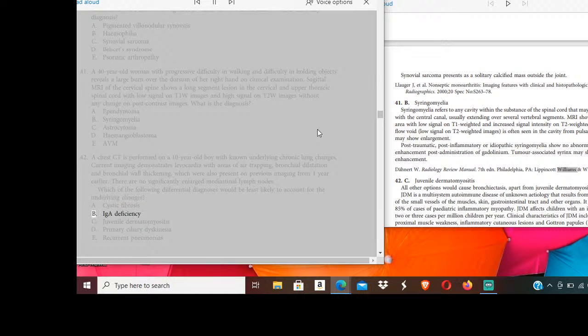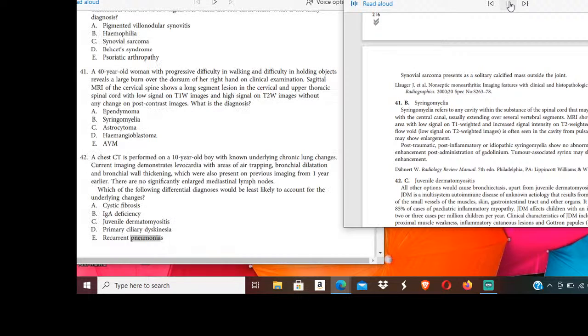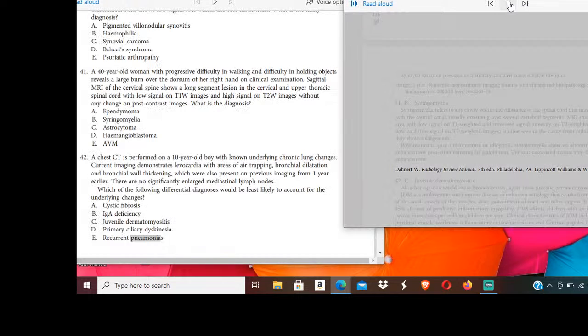A. Cystic fibrosis. B. IgA deficiency. C. Juvenile dermatomyositis. D. Primary ciliary dyskinesia. E. Recurrent pneumonias. 42. C. Juvenile dermatomyositis. All other options would cause bronchiectasis, apart from juvenile dermatomyositis, JDM.